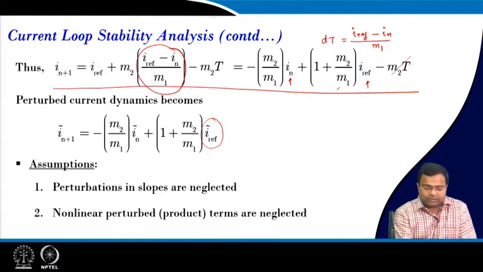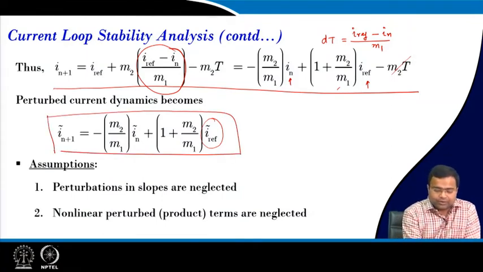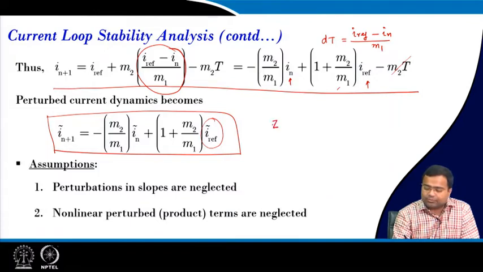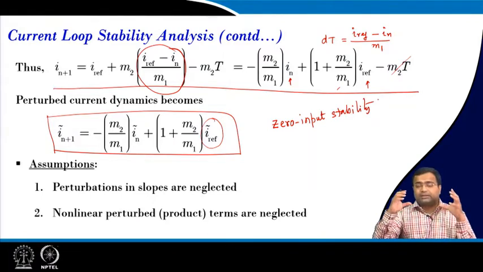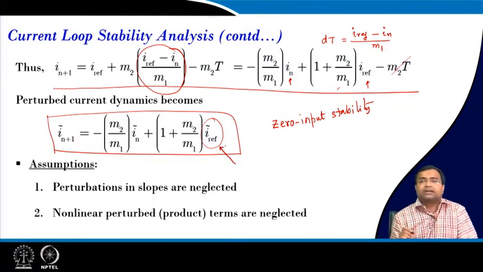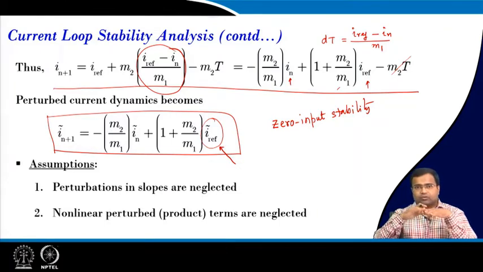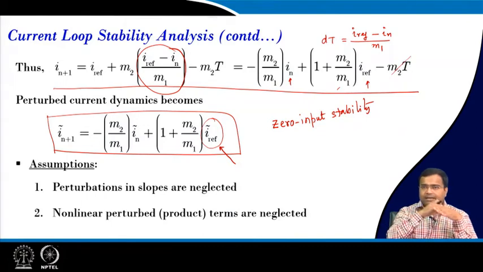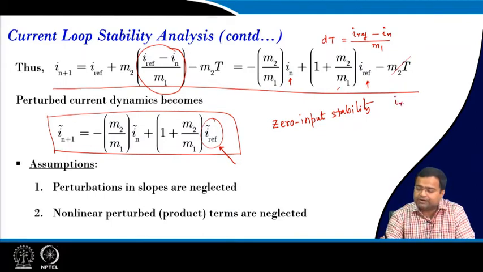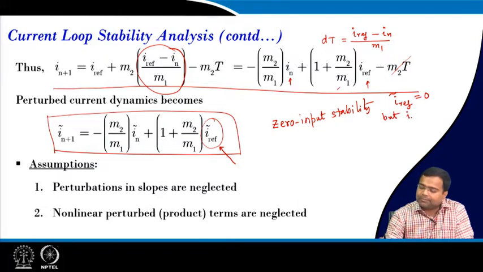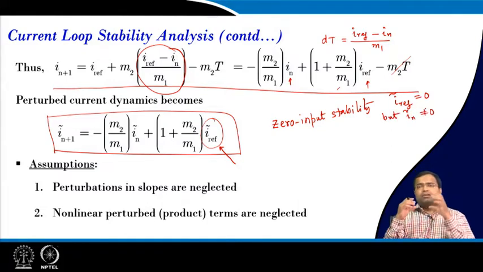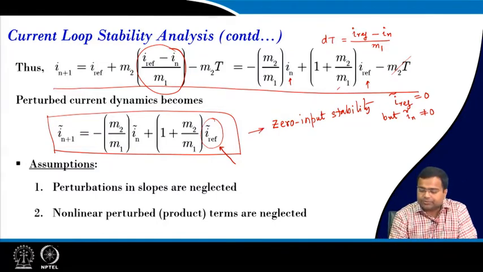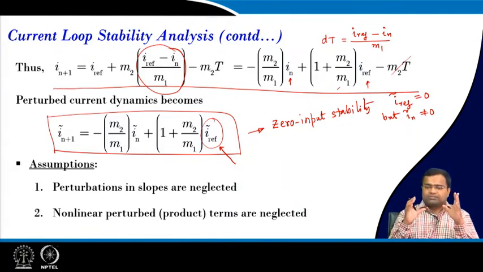So, for this equation, there are two terms that will come out. One is what is called zero input stability. What does it mean? Under zero input stability, the perturbation for the input is zero. Here the control input is my reference current, because if the current loop is closed, IREF is my control variable. So, I want to keep IREF constant, then we will consider IREF perturbation tilde to be 0. But the IN perturbation initial condition is non-zero, that means we are only perturbing the initial condition. That is why it is called zero input stability.